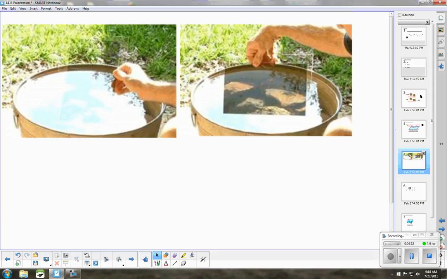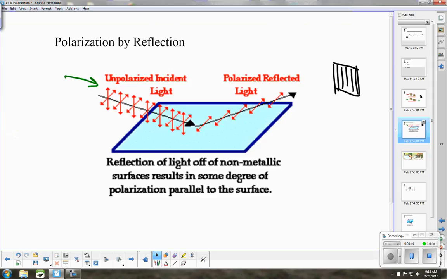Fishermen love this sort of thing. People who fish want to wear polarized glasses. It gives them a better view. Actually, people who drive want to use polarized glasses. And I would encourage you when you're looking for sunglasses to look for polarized glasses.